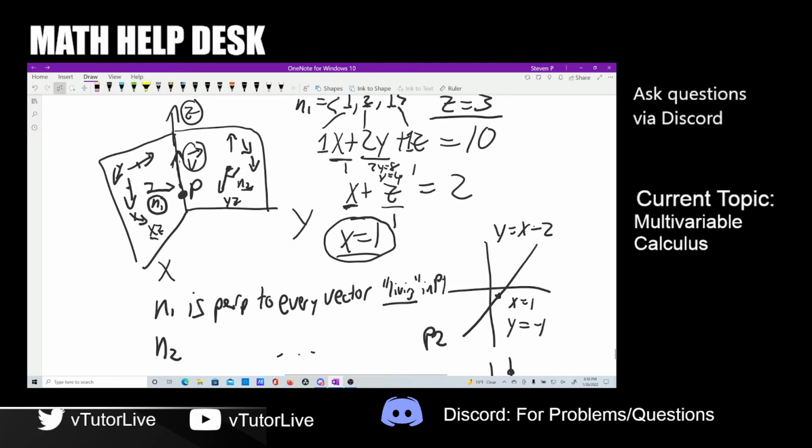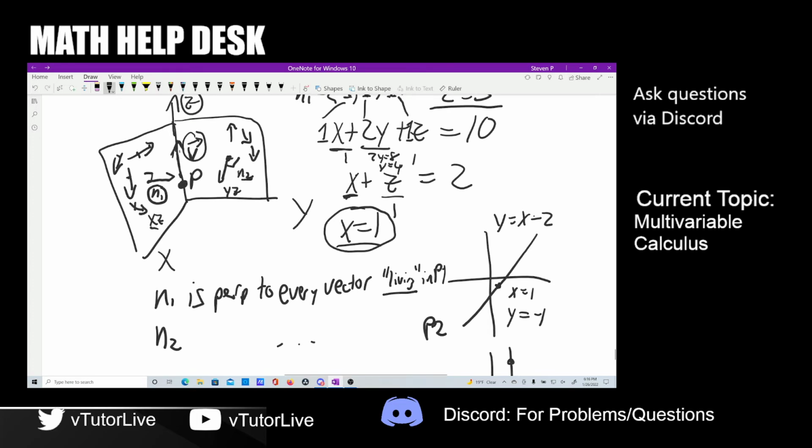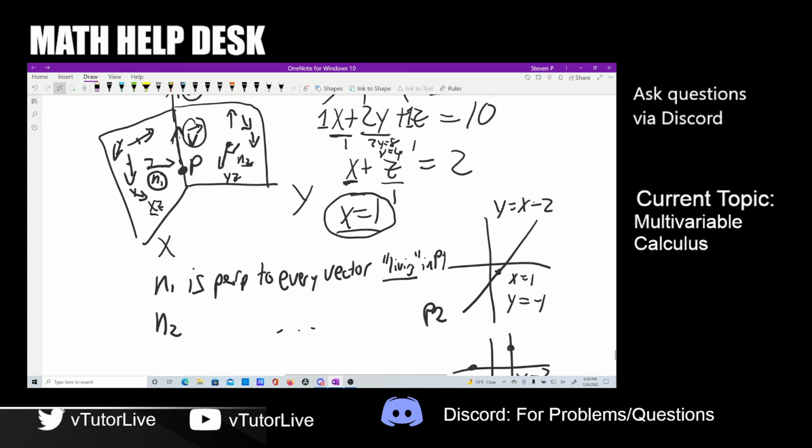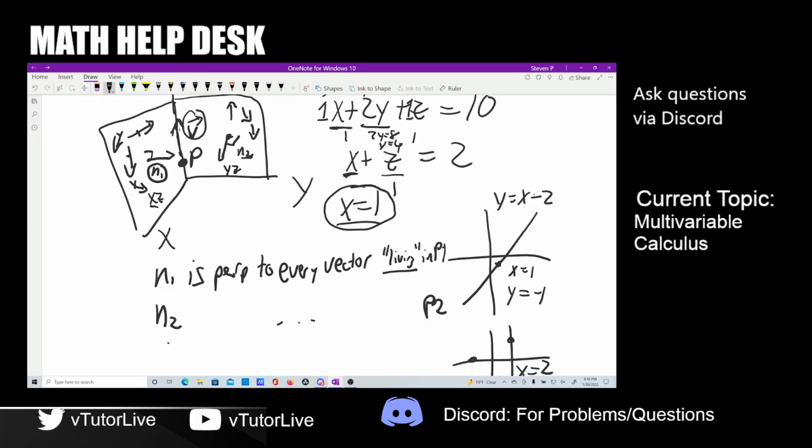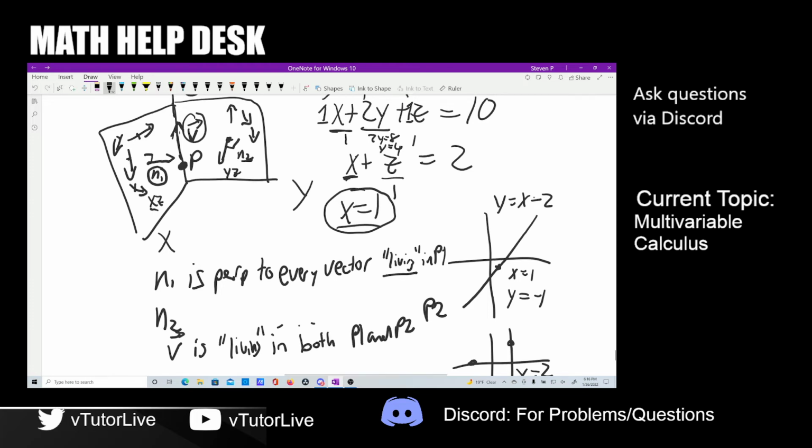And what can we say about v, the vector of the intersection of these two planes? Any suggestions? Well, colloquially, I would say that v is living in both p1 and p2. You see that?